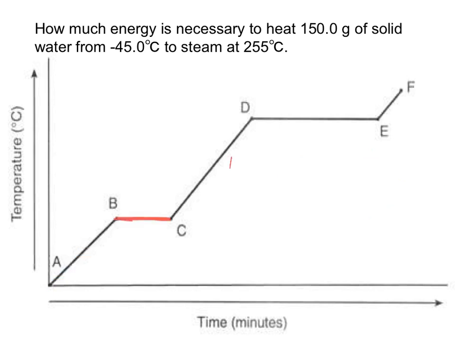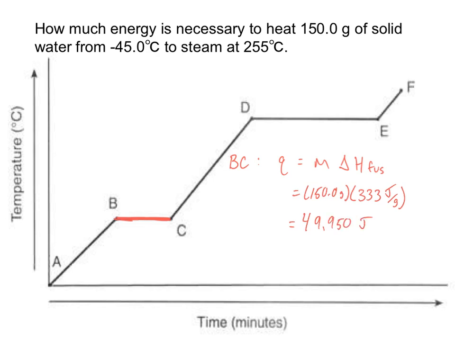Now we'll calculate the heat associated with melting the water along the BC portion of our curve. We said that here we're just melting, and so our Q will be equal to our mass times delta H of fusion. So that will equal 150 grams times the delta H of fusion of water. It's 333 joules per gram. And so it will take 49,950 joules in order to melt this ice.